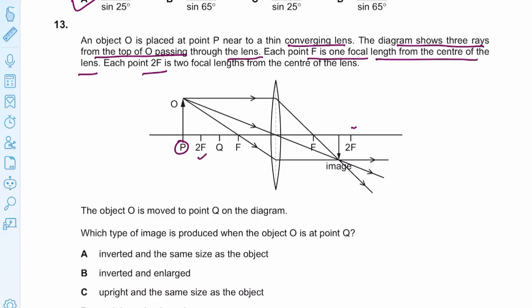2F is 2 focal lengths from the center of the lens, okay. The object O is moved to the point object U. Now the object is here, right here, right? Now the question is, which type of image is produced when object O is at Q?